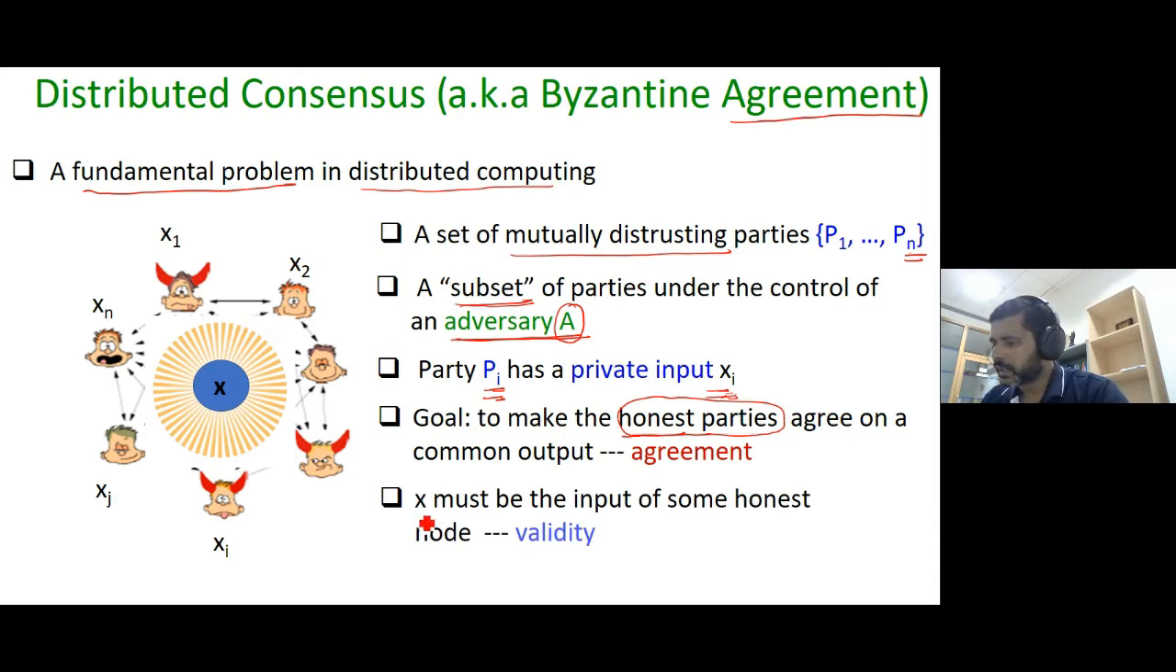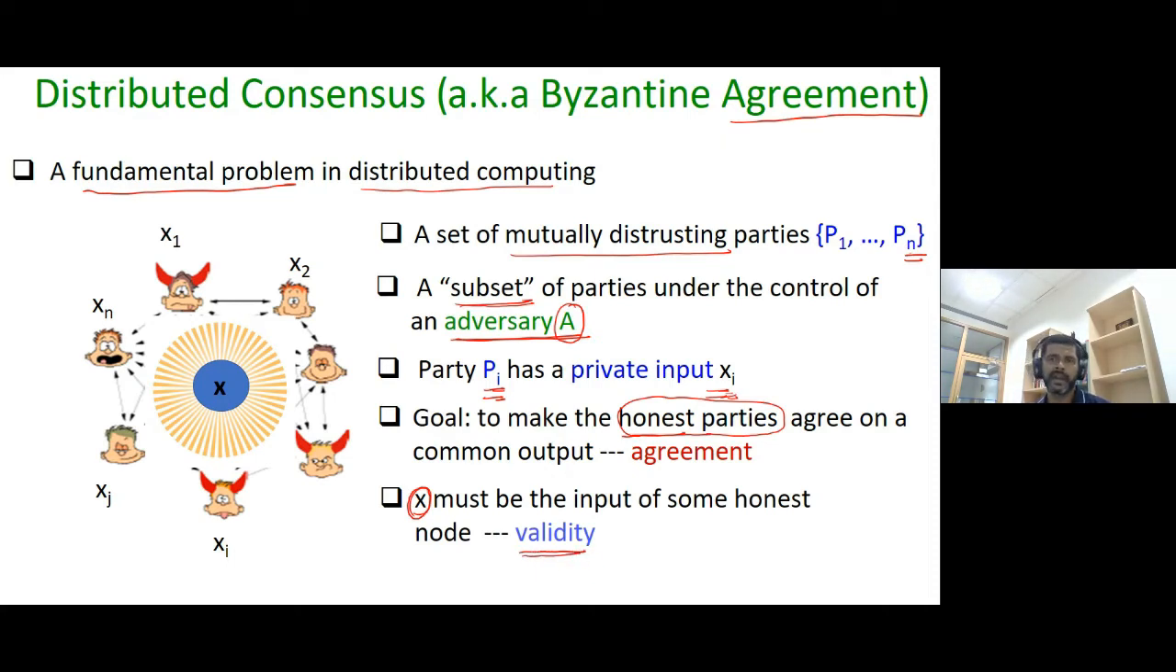Now, that agreed output X must be the input of some honest party. That's the important thing here, which we call the validity property. Because if the end goal of the parties is to just agree upon a common output, then everyone can just say, okay, we all agree on 0. That does not make the problem interesting. To make the problem interesting, we also demand that even though we want the output of all the honest parties to be the same, say X, that X should be the input of some honest node. If this property is achieved, we call this validity.